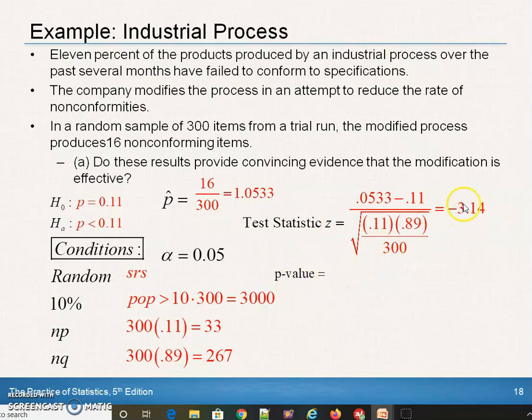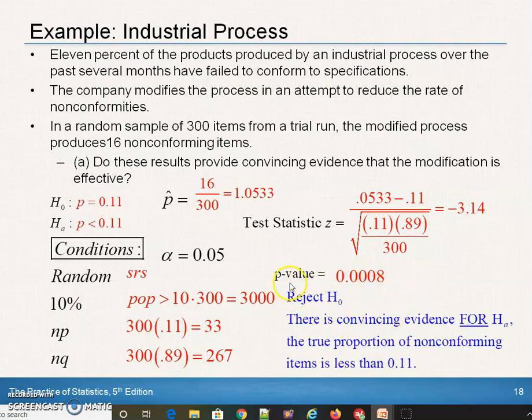The p-value is that area to the left of negative 3.14. And we get 0.0008. Now, how do you find that? You can use the standard normal curve, the area under the curve from negative infinity up to negative 3.14. You can go into the table and look it up.